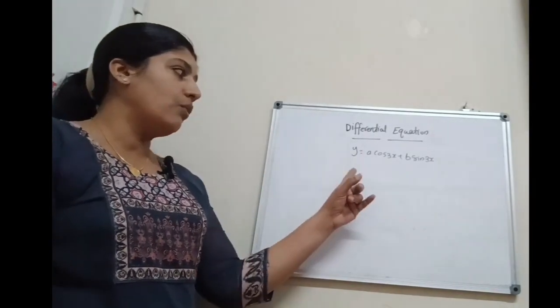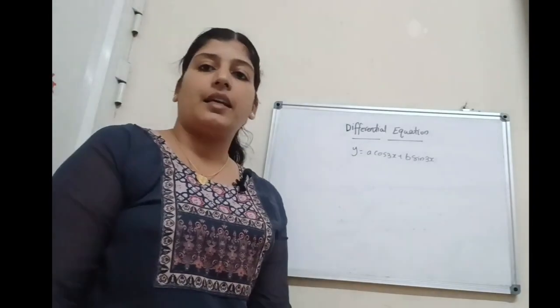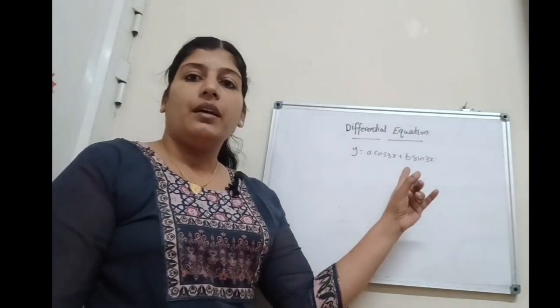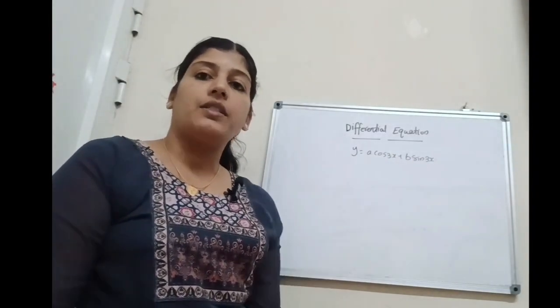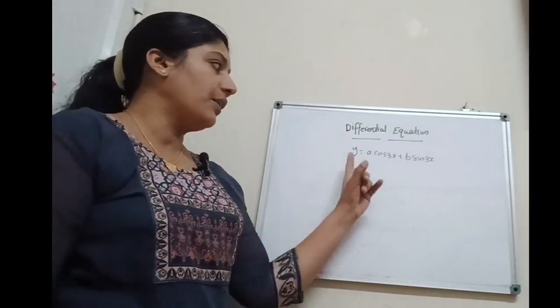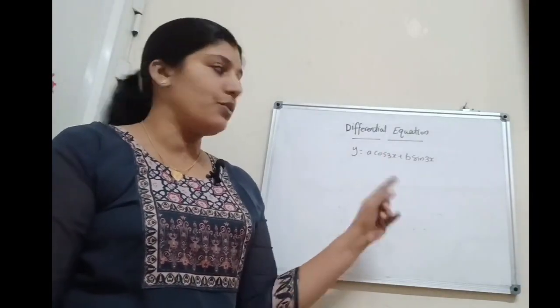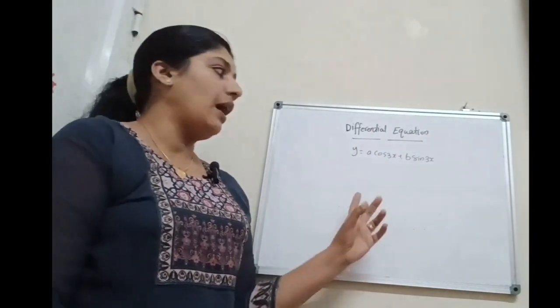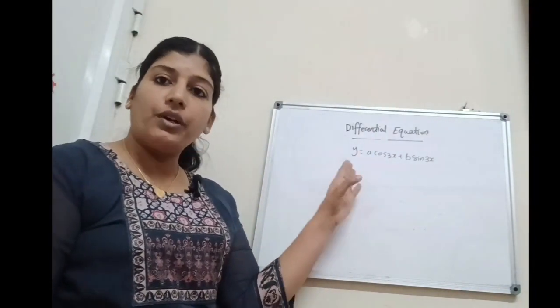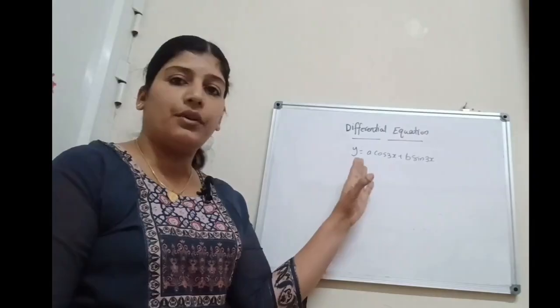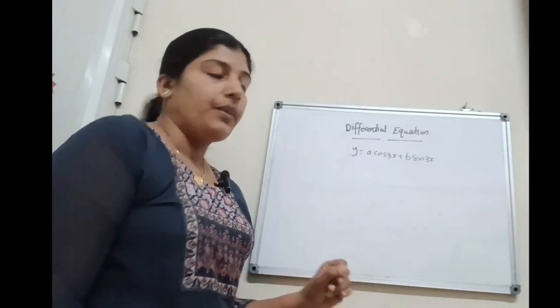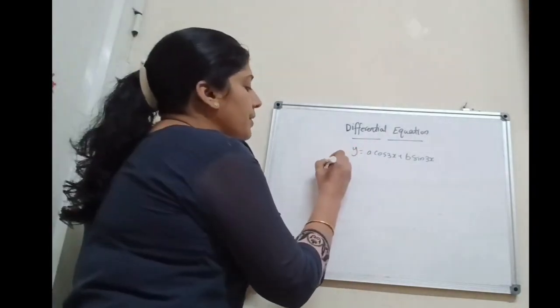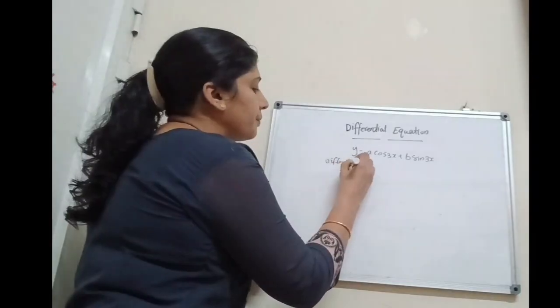Next question, y equal to a cos 3x plus b sin 3x. By using this general solution, how to find out the differential equation? First, we have to consider how many arbitrary constants are in this general solution. Here, 2 arbitrary constants, a and b. Therefore, we have to differentiate it according to the number of arbitrary constants. That is, here we have to differentiate it 2 times. Therefore, first, differentiate with respect to x.